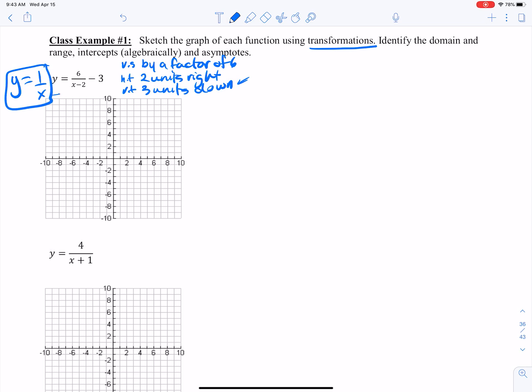And if we take a look at how it compares to this one, we can see it's a vertical stretch by a factor of 6, a horizontal translation 2 units right, and a vertical translation 3 units down. So I'm going to go ahead and think about the asymptotes on this base function as being x is equal to 0 and y is equal to 0. So the x-axis and the y-axis.